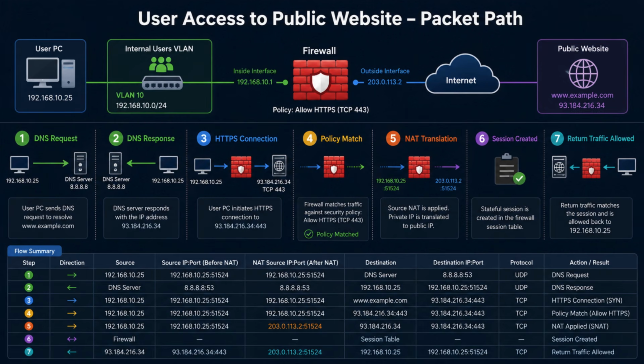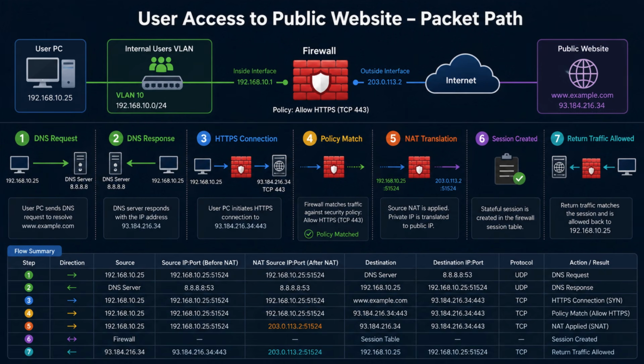A user on the internal network wants to open a secure website. The user's laptop has the address 192.168.10.25. First, the device may need to resolve the website name using DNS. The firewall evaluates the DNS traffic against the applicable policy. If DNS is allowed, the request is sent to the approved DNS server, and the response returns through the matching session. Next, the user's browser initiates an HTTPS connection to the website using TCP port 443.